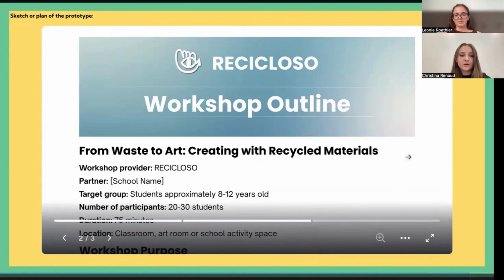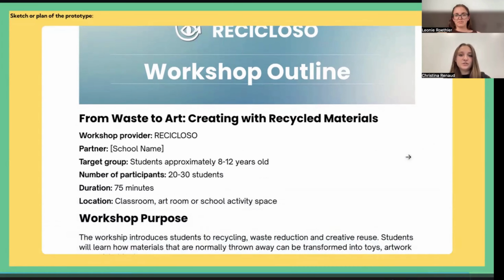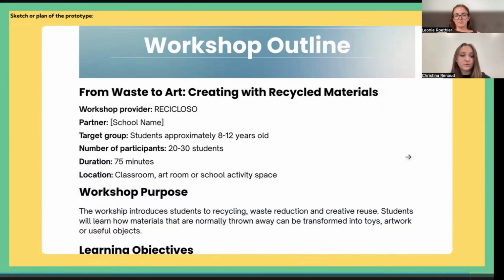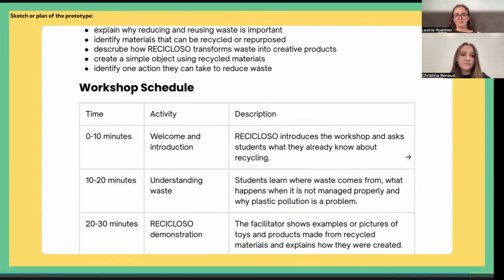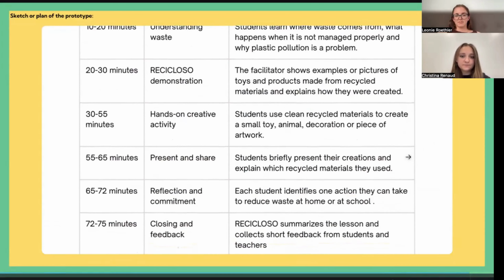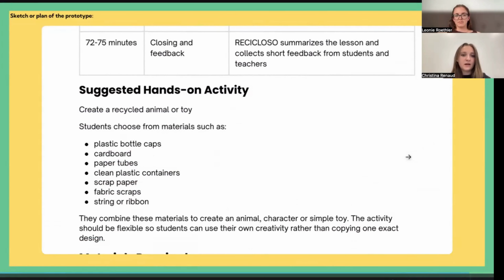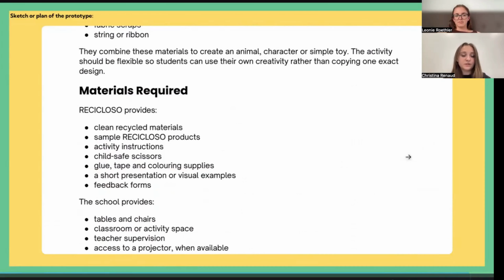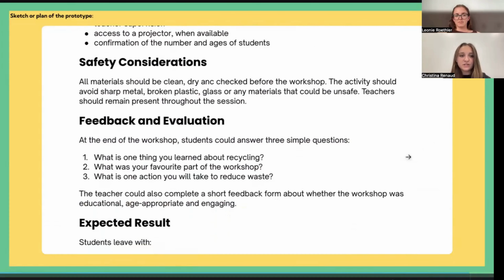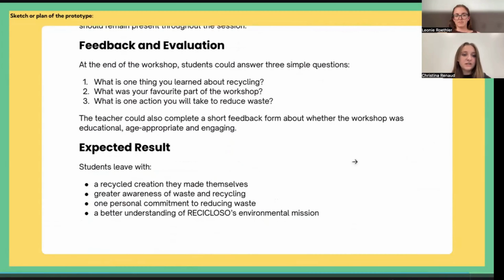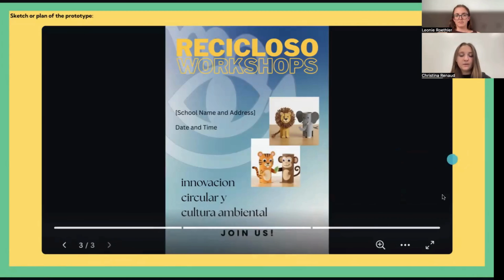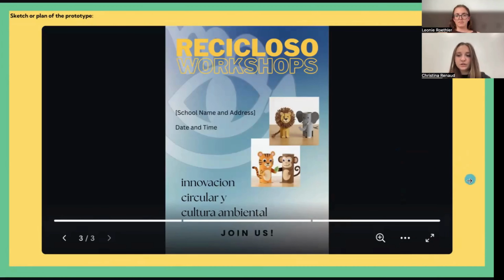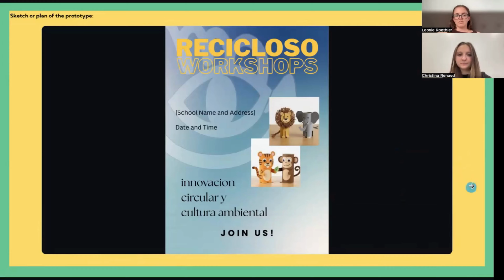Next, we have the workshop outline, which is just basically an outline of what the workshop would entail, its purpose, the learning objectives that the students would receive, the workshop schedule, the hands-on activity itself, the materials required, safety considerations, feedback and evaluation, and the expected result. We would also provide a poster to help promote the workshop.